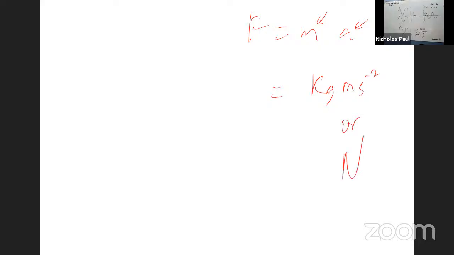N, right? One of the things you need to pay attention to in unit 1 is that they like to ask you to work with the base units. So if you see force, don't use newtons. Use kg m s^-2. Okay?